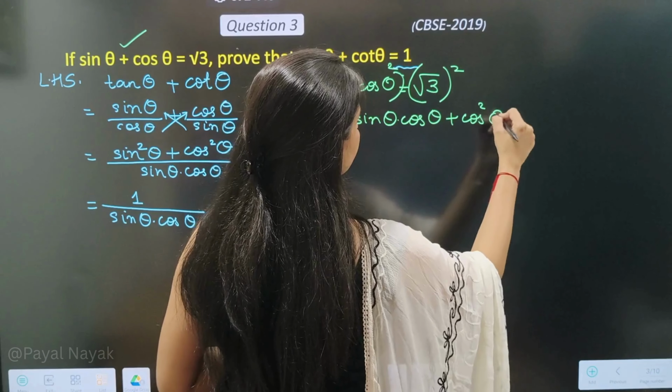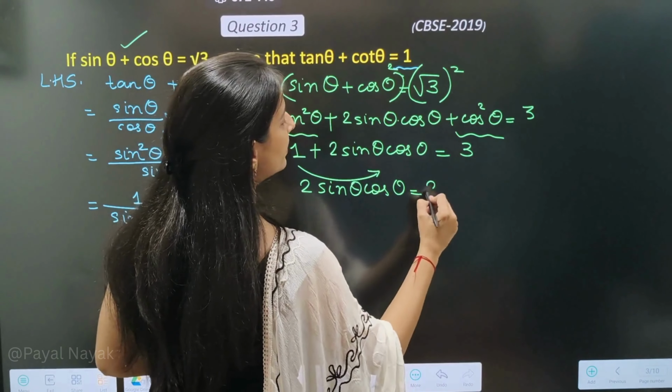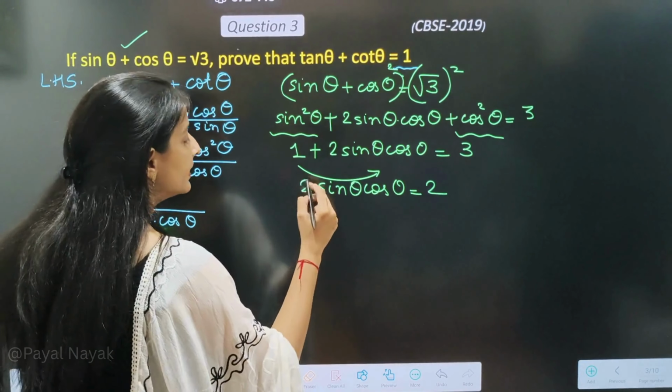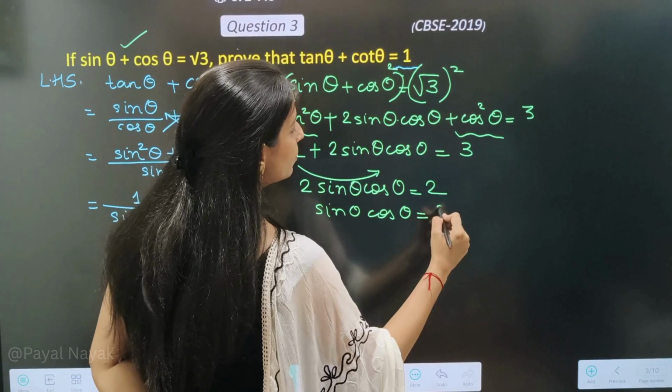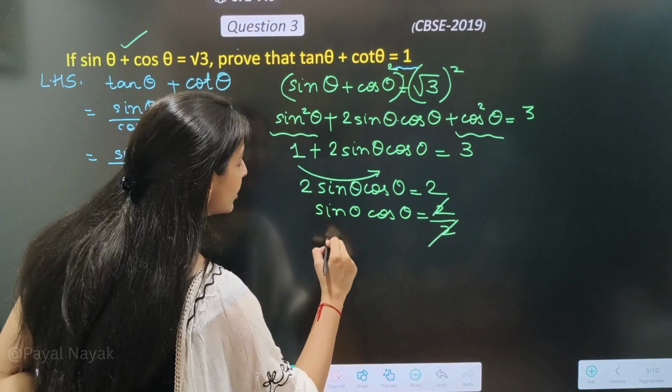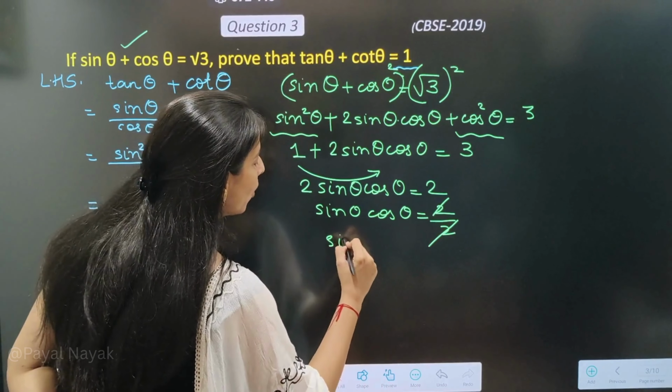Now this sine square theta plus cos square theta is nothing but 1. Okay, plus 2 sine theta into cos theta is equal to 3. Now this one will go on the other side, and what are you left with? 2 sine theta into cos theta, 3 minus 1, which is going to give you 2. And this 2 will go in the denominator, right? And this gives you 1. Right? So in this way, you got the value of sine theta into cos theta as 1.